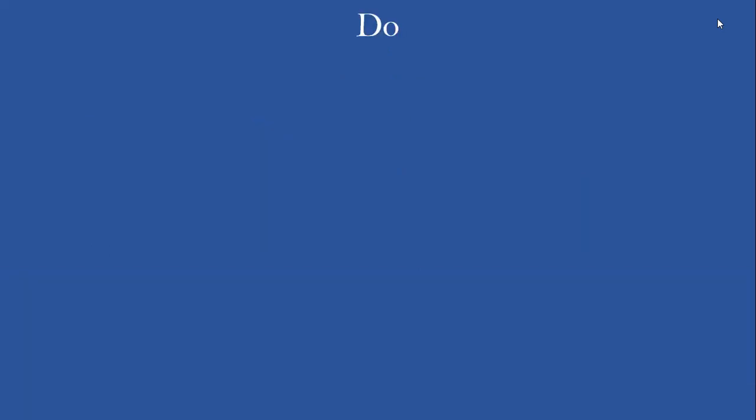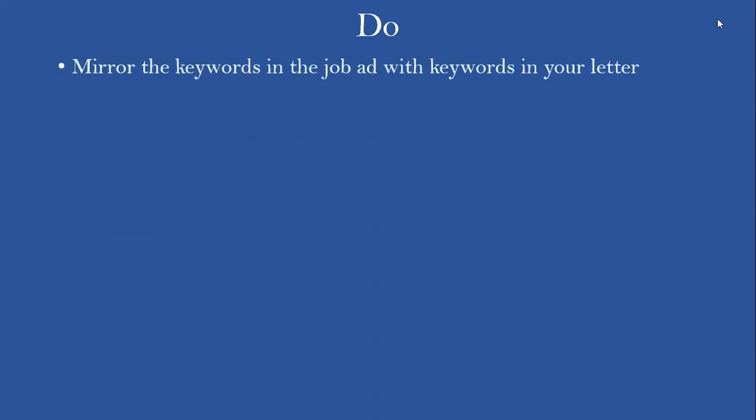So, some things that you want to do in your application letter to be successful. As we discussed in both the critically reading job ads video and the tailoring resumes video, you want to use keywords from the job ad within this letter. So key verbs, key nouns especially. Things that maybe show up multiple times in the job call. You want those same words or phrases to show up in your letter.